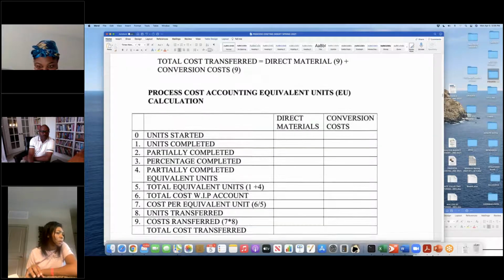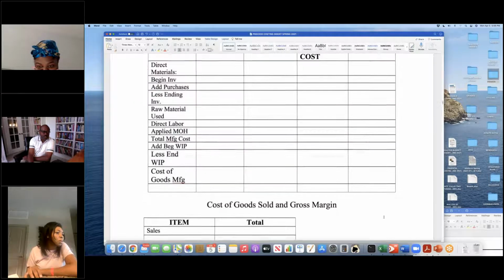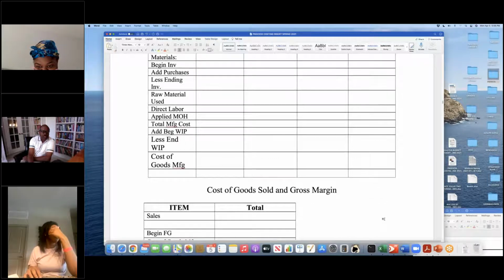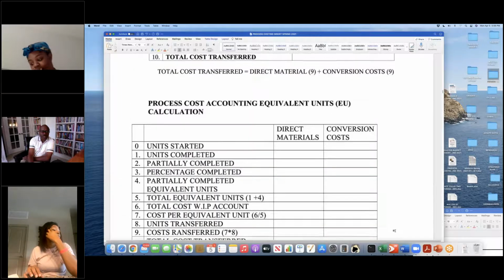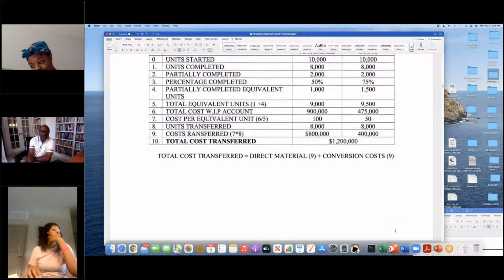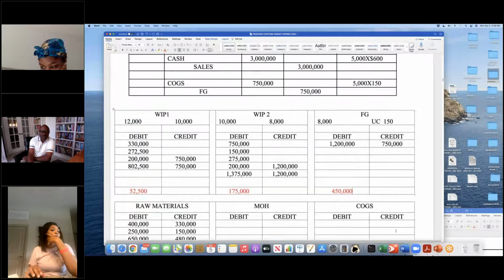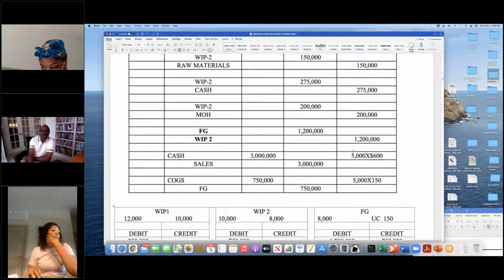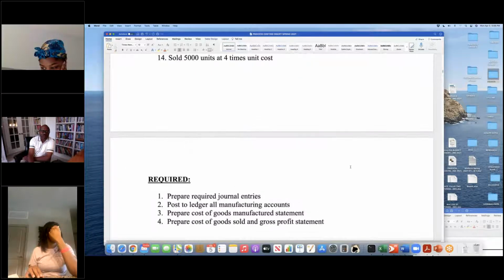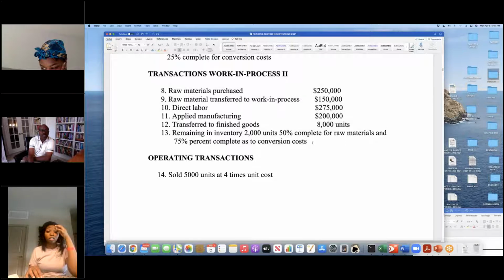Wait, I got one question. Where did we get five? So now we got to do cost of goods sold. One more question, Professor. What were the numbers that we did for 750 with the cost of goods sold and finished goods? We did 150 times what? 5,000, the quantity sold. No, okay, that's 3 million. How did we get the cost of goods?